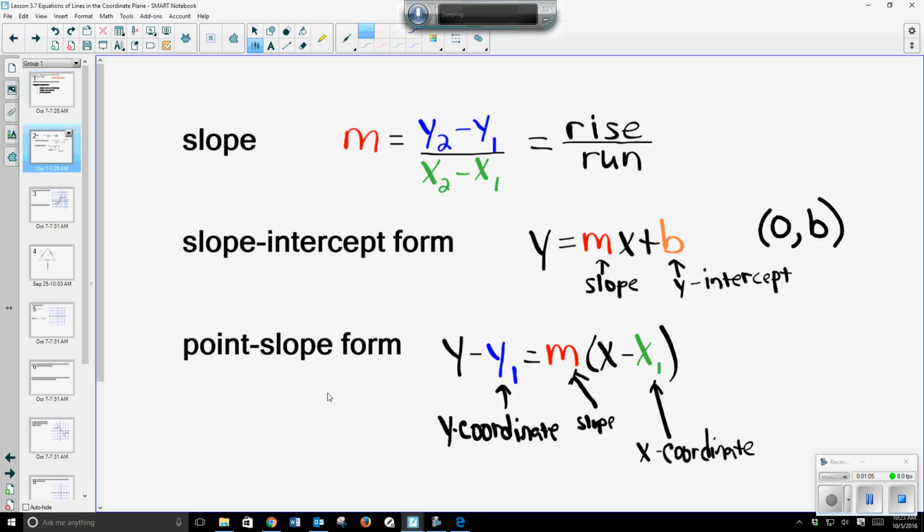The slope, we use m to represent the slope. It's y sub 2 minus y sub 1, which is the change in y. The change in two numbers would be the difference, right? Over x sub 2 minus x sub 1, the change in x, also known as rise over run.